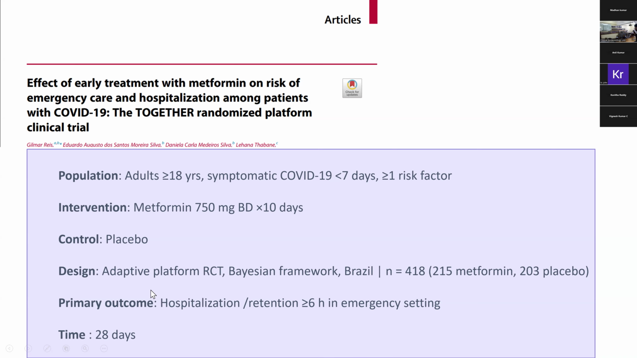So this was an adaptive platform trial wherein multiple different treatment arms were there, and it was dynamic and adaptive, so that if any drug was not shown to have any benefit, it was removed. And if newer studies came up showing benefits of certain drugs, these drugs were added on to the ongoing randomized controlled trial.